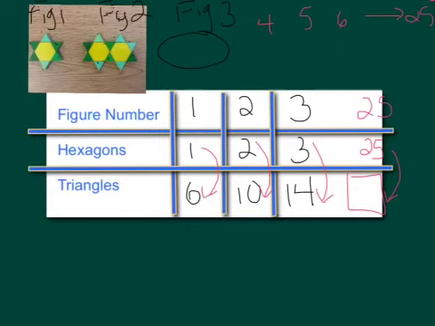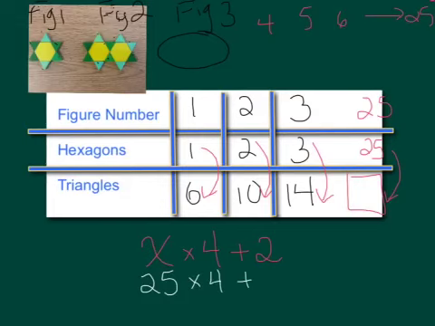Okay, hopefully you figured it out, but I'm just going to go ahead and tell you. In this case, we are doing x times 4 plus 2. So let's substitute that 25 in and see what we get. Under the x is the 25. 25 times 4 plus 2 equals 25 times 4 is 100 plus 2 gives us 102. So our answer right here would be 102.